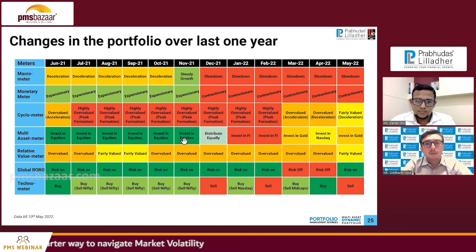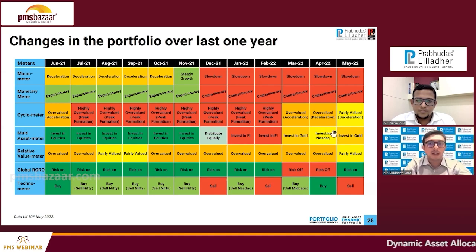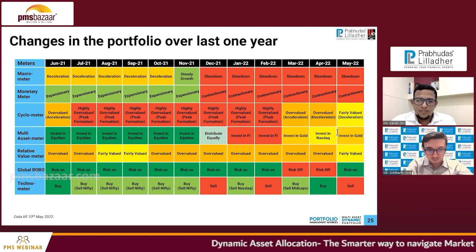Even the momentum has been continuously telling us since December to move out of equities. So invest in FI refers to invest in fixed income. Then it's gradually moved to invest in gold. It had triggered a temporary invest in NASDAQ, but that fizzled out and moved back to invest in gold. So this is how the momentum tool also helps us capture where to position our asset allocation.